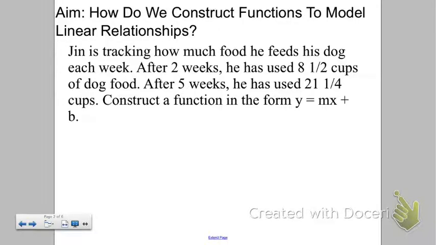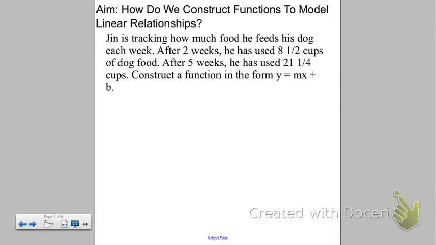Today's lesson is on how do we construct functions to model linear relationships. Jin is tracking how much food he feeds his dog each week. After 2 weeks, he has used 8 1/2 cups of dog food. After 5 weeks, he has used 21 1/4 cups. Construct a function in the form y equals mx plus b. Take a second to copy down the question.